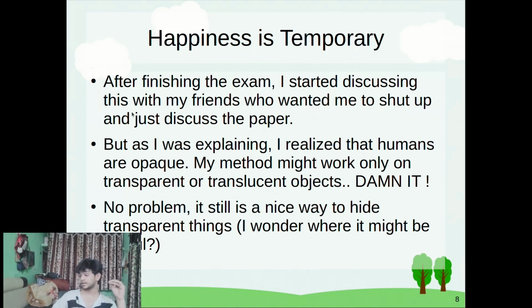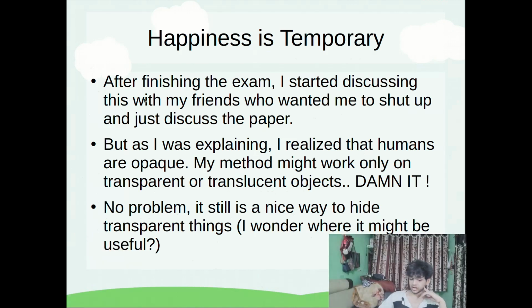But as with all ideas, when I discussed it with my friends, I realized that wait, humans are opaque. Opaque substances don't have a refractive index because they don't refract, they only reflect. So it's not possible to turn a human invisible, because humans are opaque, and opaque objects can't be turned invisible.